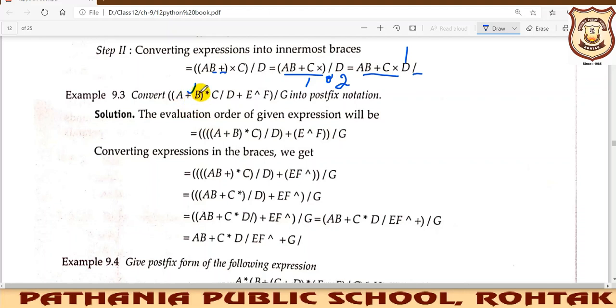After the inner brackets have been solved, again multiplication and division you are encountering, but you know the exponential has to be given more importance, so we'll put a bracket here first. As we solve this, we will solve this also.